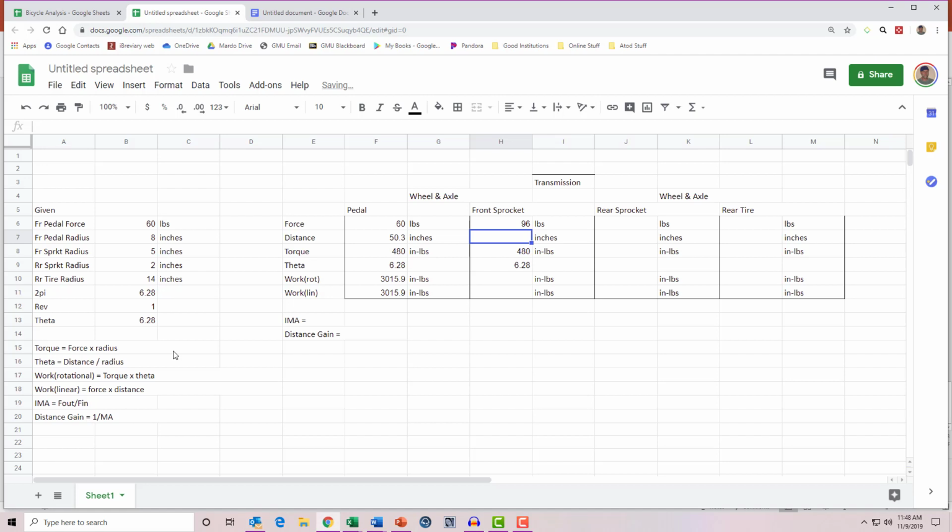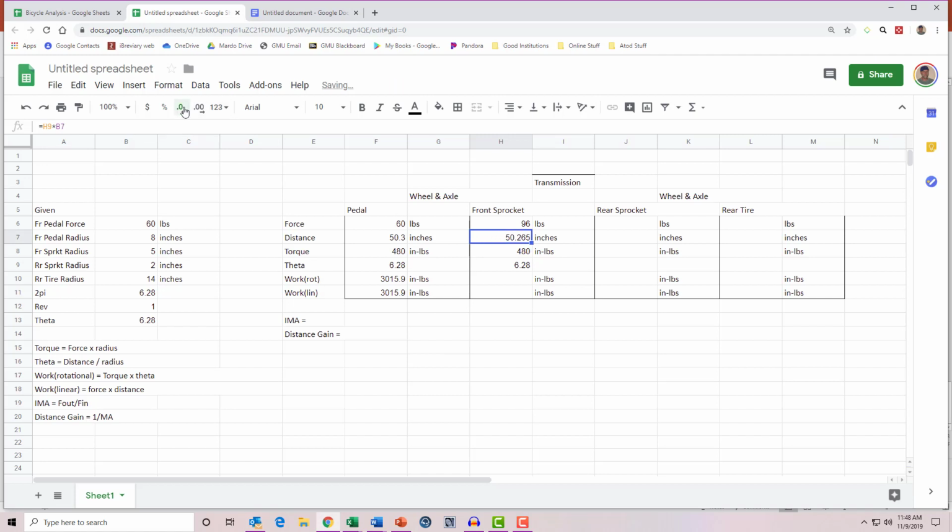Boom. And my distance is going to be equal to theta. This time it'll be theta times radius is the distance. So theta times the radius of the front sprocket. Boom. And now here's our sanity check.